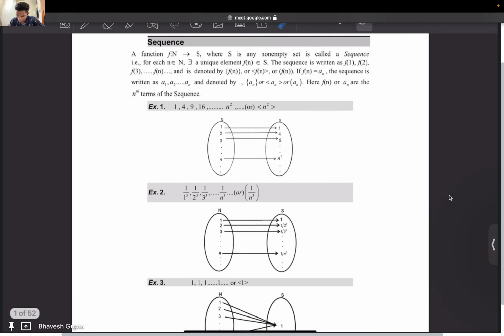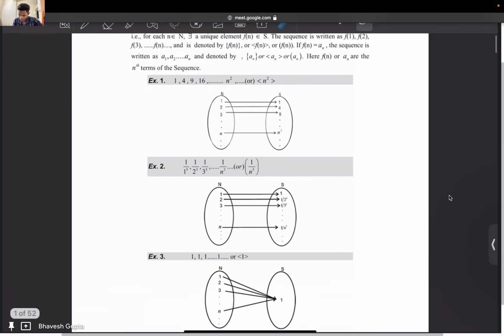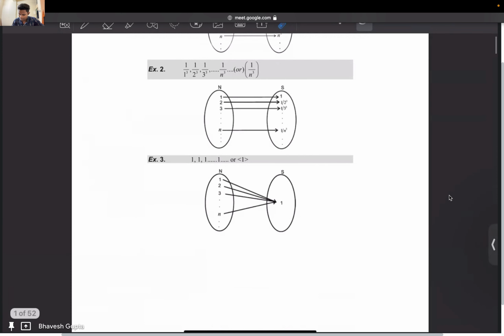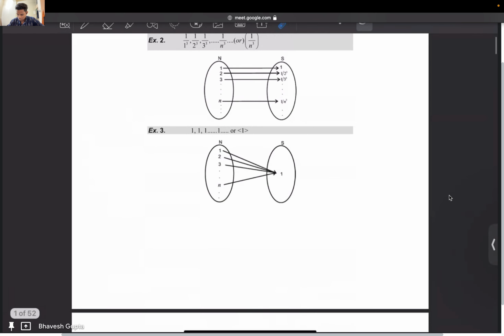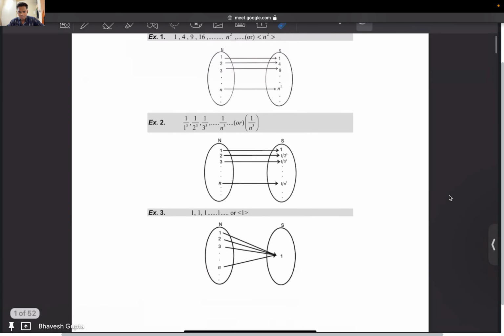As you can see, in example one, we have a sequence f(n) equal to n square, and we can see the mapping here. We see it's a 1-1 mapping in this case. In the second example, we can again say it's a 1-to-1 mapping, but in the third example, we can say it's a many-to-one mapping. So all these are valid mappings. In the third example, all the elements of the sequence are one.